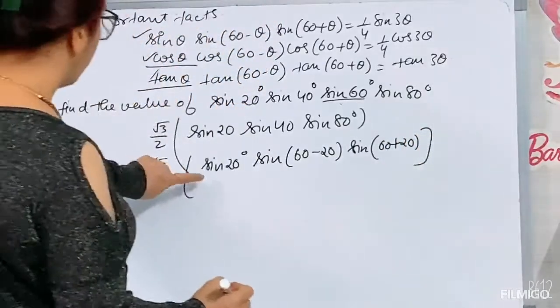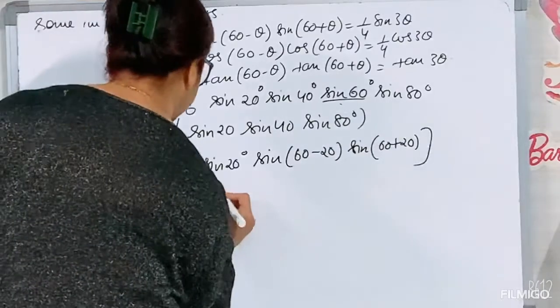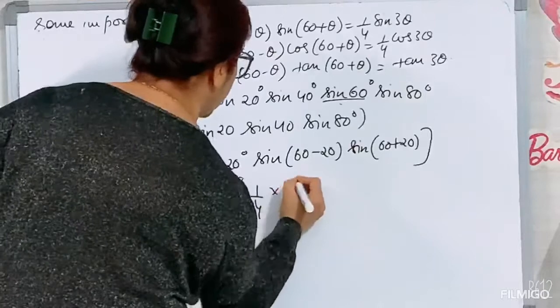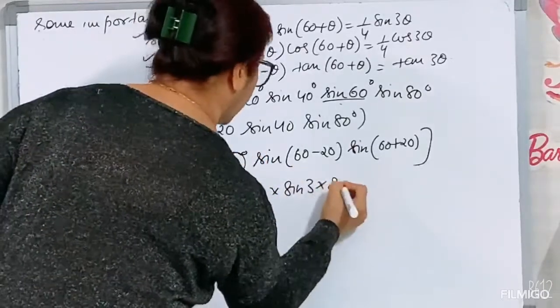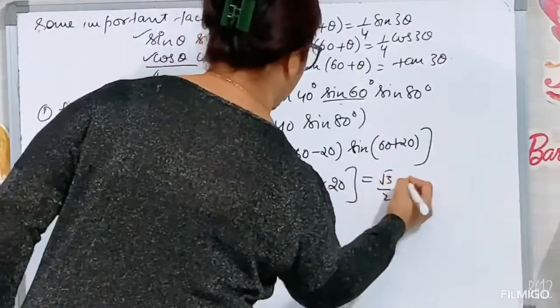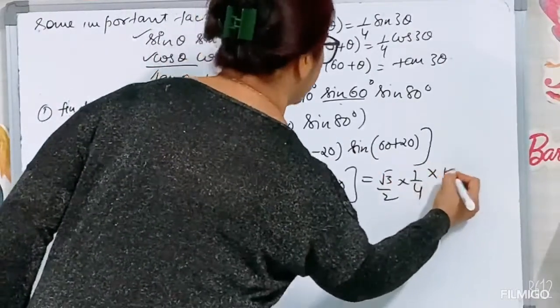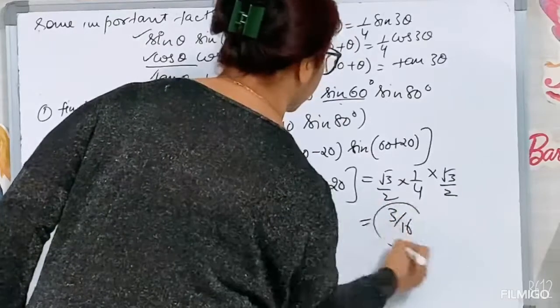If I compare this one to this one, I will get my answer root 3 by 2, 1 by 4 of sine 3 theta. Theta is 20 degree. Now the answer will be root 3 by 2 into 1 by 4. Sine 60 degree is again root 3 by 2. My answer becomes 3 by 16.